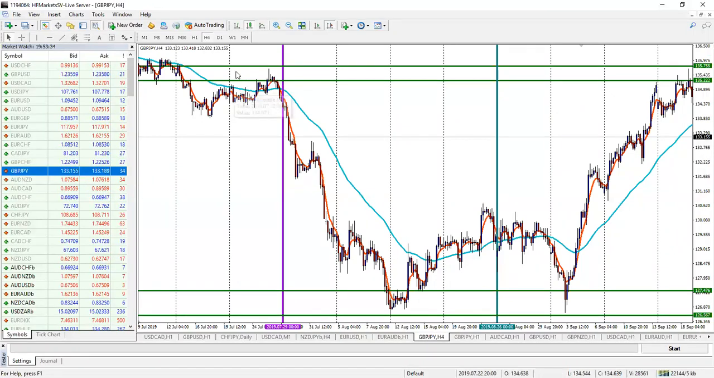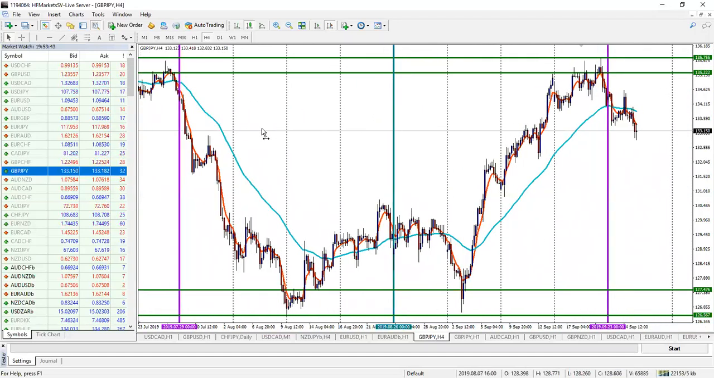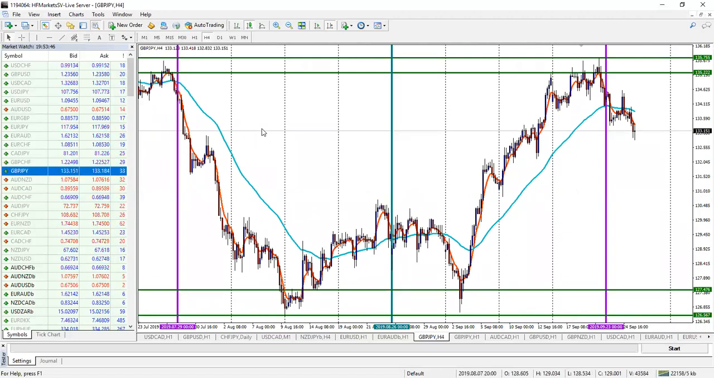For the past 20 days, previous 20 days demand zone. See how the market is behaving, guys? And I want to tell you guys this concept.